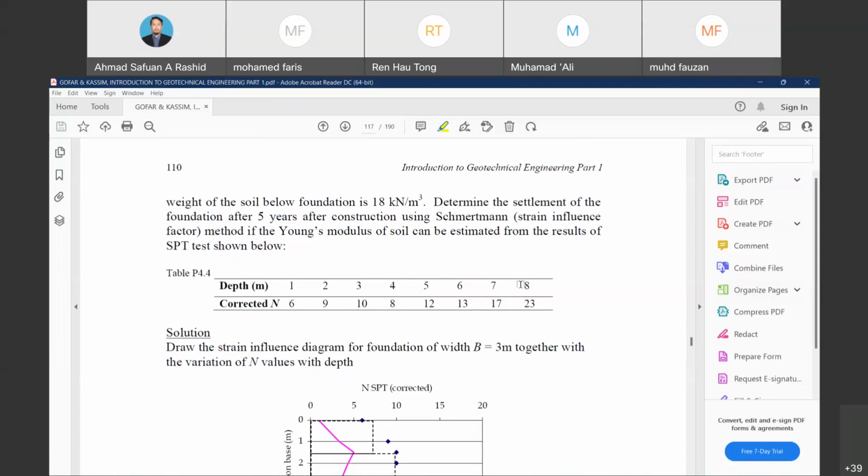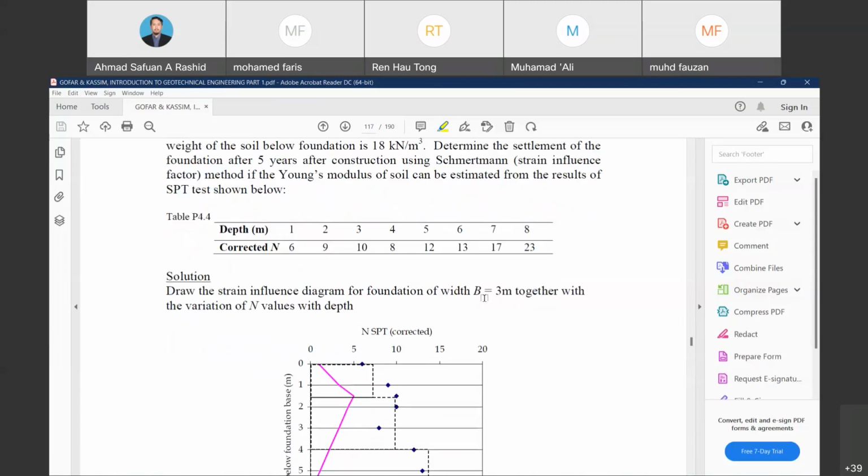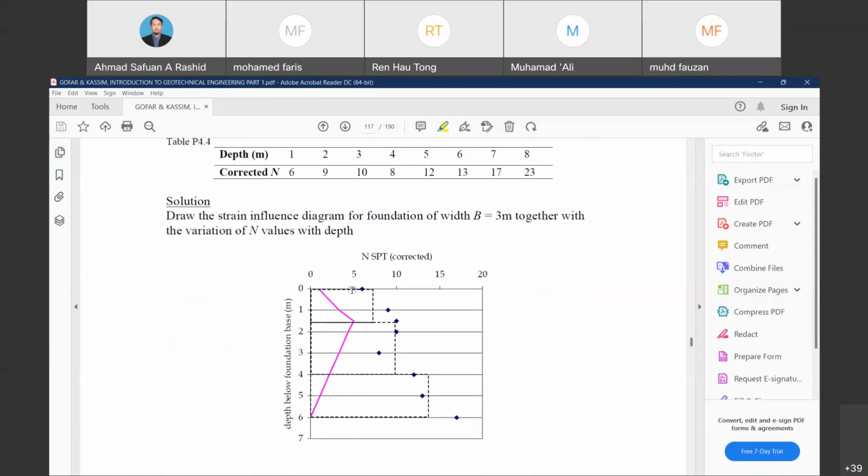For the depth from the surface, we will not use the end value, so the influence depth is only up to 6 meter deep. This is the plot for the SPT value: 6, 9, and then goes to 10, 8, 12, 13, and the last one is 17.